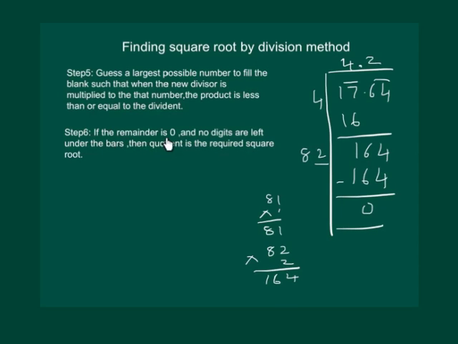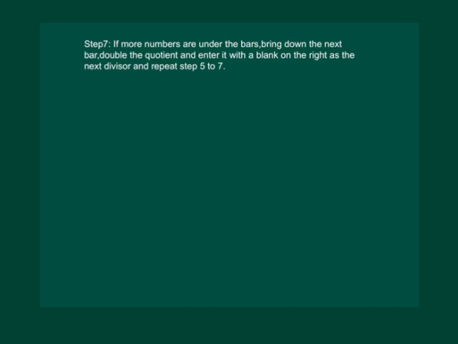So if the remainder is 0 and no digits are left under the bars, then the quotient is the required square root. Hence in this example, under root of 17.64 is equal to 4.2. Our 7th step states that if more numbers are under the bars, bring down the next bar, double the quotient and enter it with a blank on the right as the next divisor and repeat steps 5 to 7.